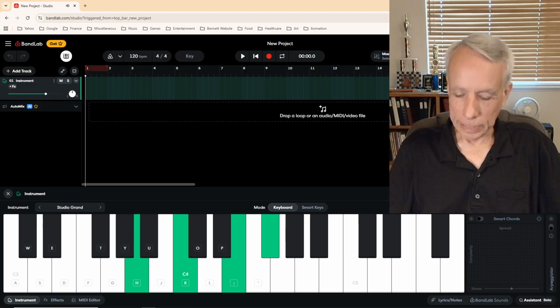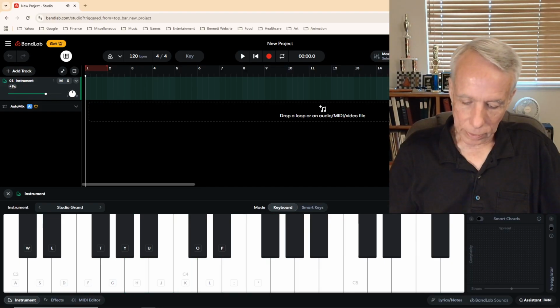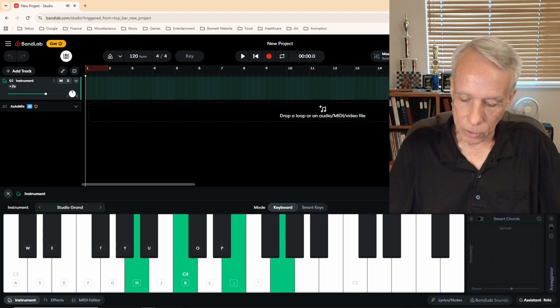So the next one after that is A minor 7th. So we're back to a normal pattern. We're adding a minor 7th interval to the A minor.